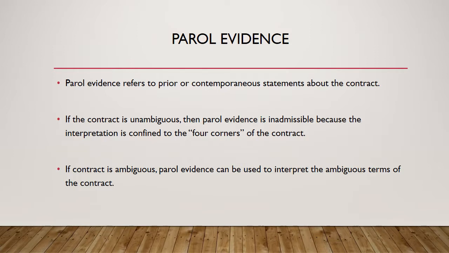But on the other hand, if the contract is unambiguous, that means the term is not subject to more than one reasonable interpretation, then parol evidence is inadmissible because the interpretation is confined to the four corners of the document. So if the term is not ambiguous, then the terms of the contract control, and you do not consider any of the prior contemporaneous statements, emails, text messages that were made during the process of executing the contract.